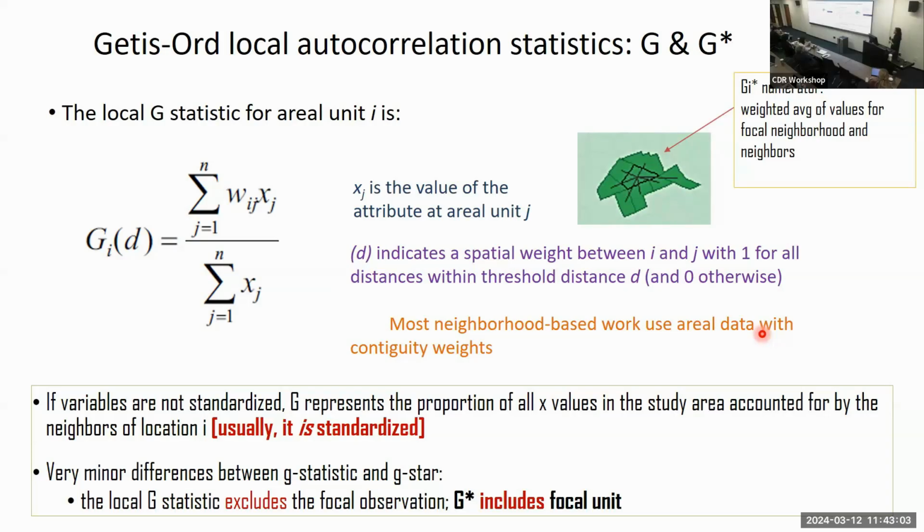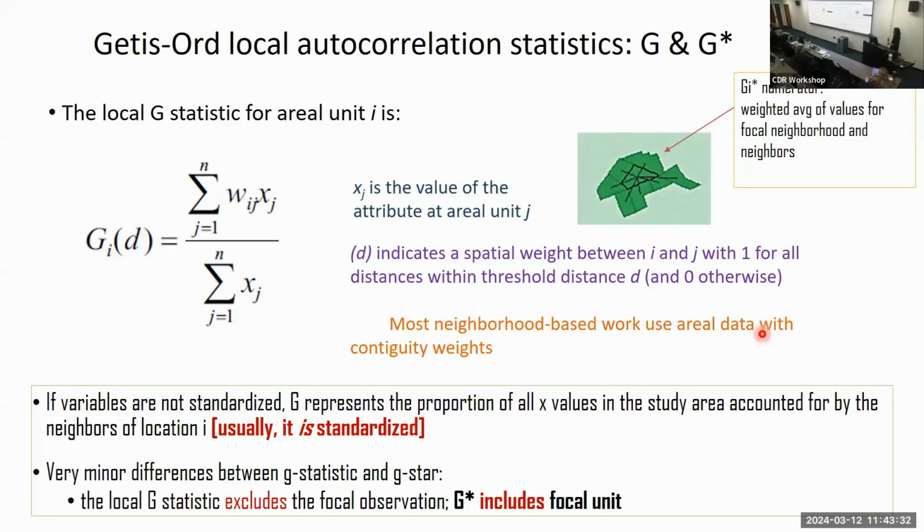So if we're talking about segregation, obviously we're not concerned about that focal unit, we're concerned about that neighborhood. So pretty much every study will use that G star rather than the G statistic. The formula up here, you'll see different variations of it. Essentially what we're looking at in the numerator for the G star is just the weighted average of the value you're looking at, say racial composition, for the focal neighborhood and all of its neighbors.